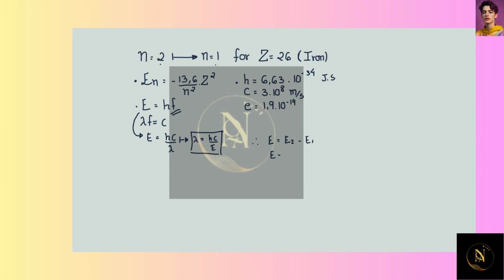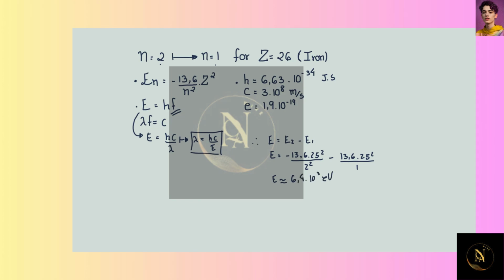Then E equals minus 13.6 times, we have to use here Z minus 1 because there is always one electron shielding the nucleus. So 25 squared divided by 2 squared, minus 13.6 times 25 squared divided by 1. This gives us an energy of approximately 6.4 times 10 to the third electron volts.